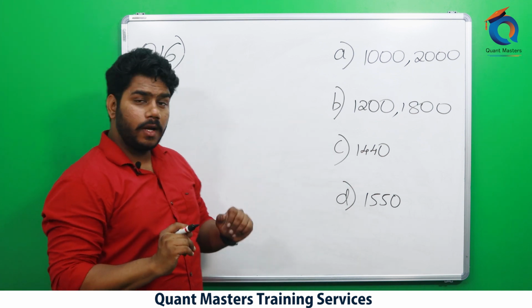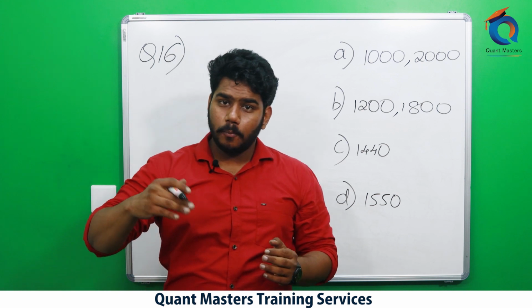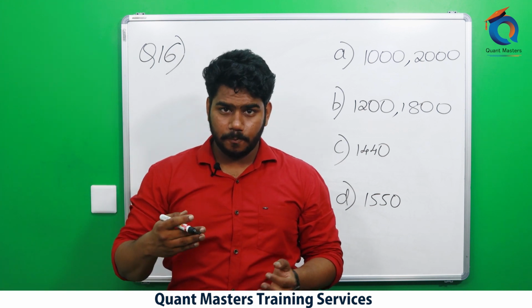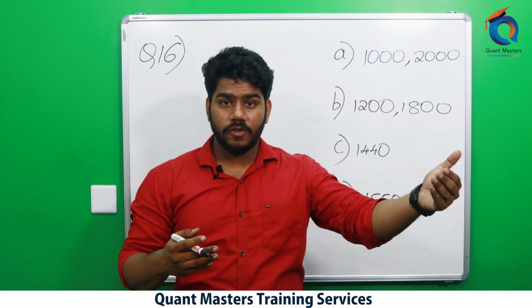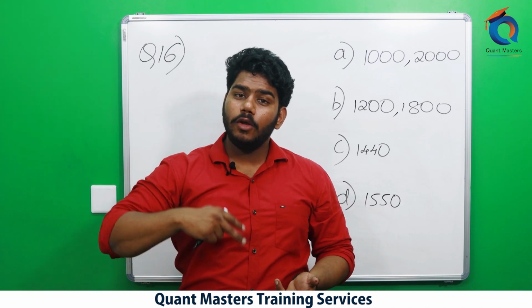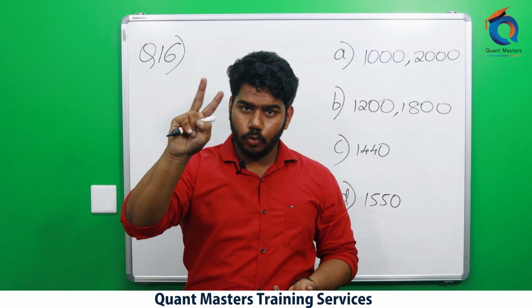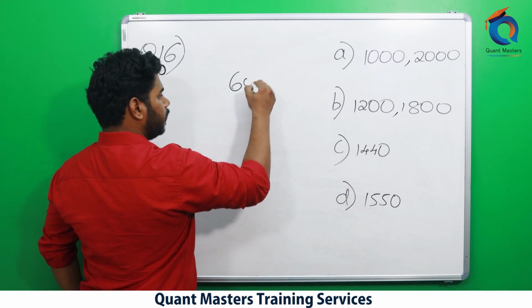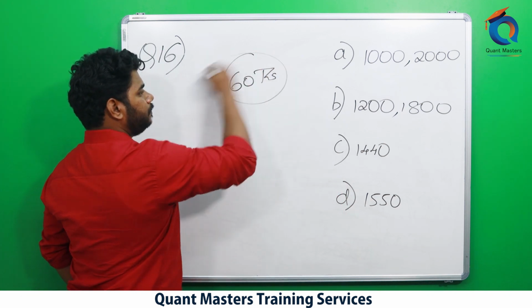Now try to understand, if I am getting profit, which means I am getting extra money. If I am getting a loss, which means I am losing money. You just have to remember one thing. What is that? I am getting an overall profit of how much percent? 2%. That is how much rupees? 60 rupees. This you have to remember.